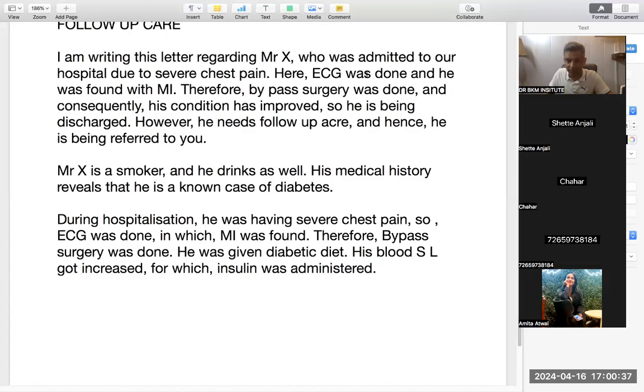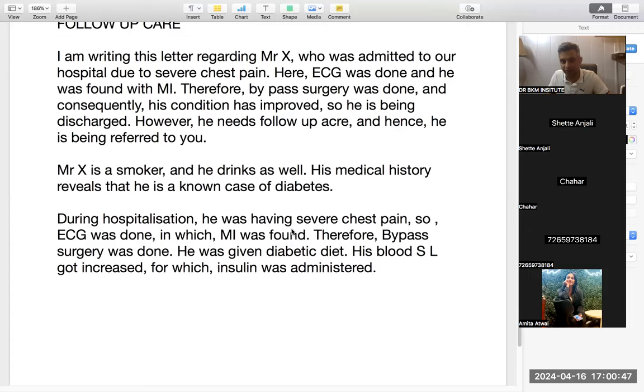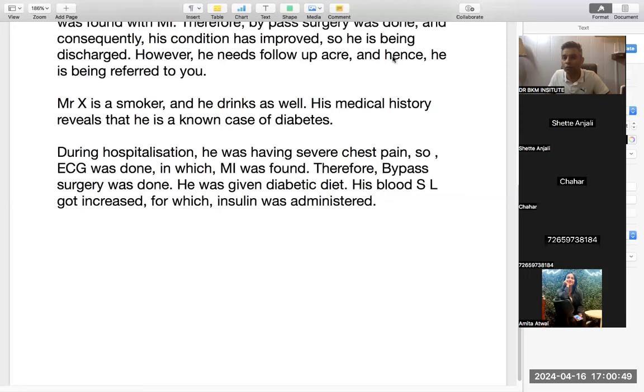That's it. So again, first paragraph about purpose, second paragraph about social history and medical history, third paragraph in the past tense about during hospitalization. Now, how to write the discharge plan? Always start the discharge plan with this line.